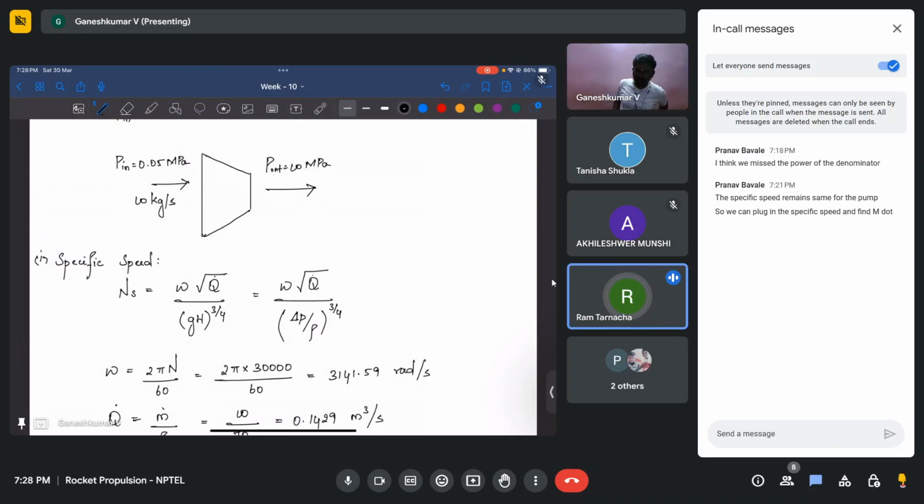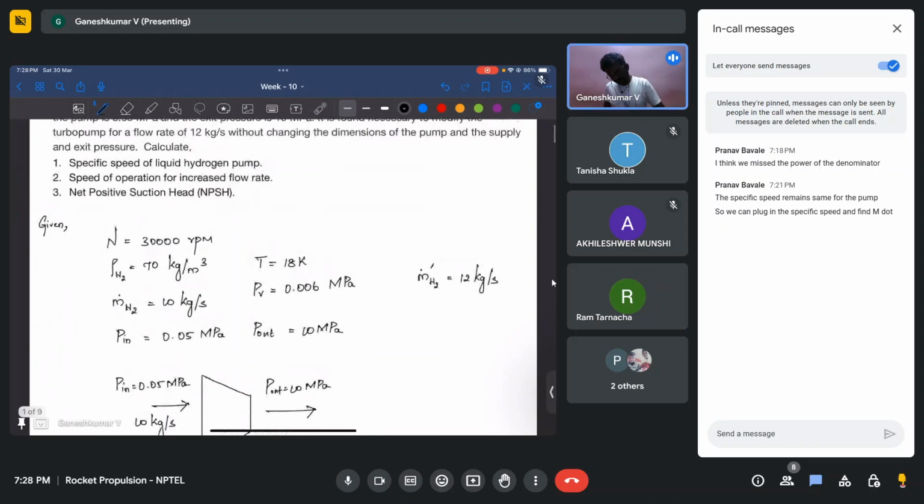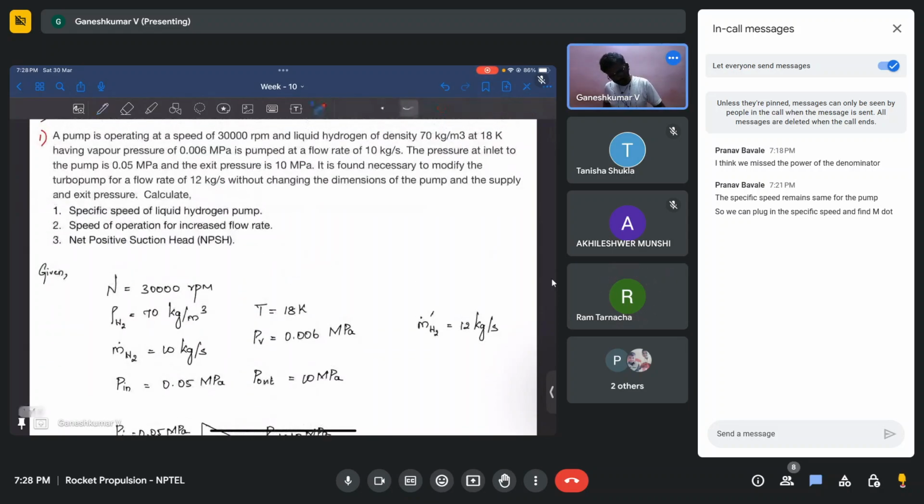Is it given in the question that we can afford to keep the height same? It is given in the question that supply and exit pressure need to be the same, without changing the dimension of the pump. So this one condition will give us geometric similarity without changing the dimension of the pump, which means specific speed will remain constant. And in addition, we have another assumption that head is same, supply and exit pressure.